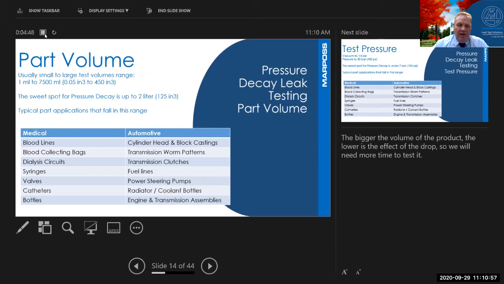What you'll see is that a lot of the applications that fall in this range are cylinder head and block castings, transmission worm patterns, clutches, and fuel lines. These all fall into that volume category. Where you start losing it is things like gas tanks. While the test pressure and leak rates are well within range, the part volume just makes it unrealistic for pressure decay type of testing.